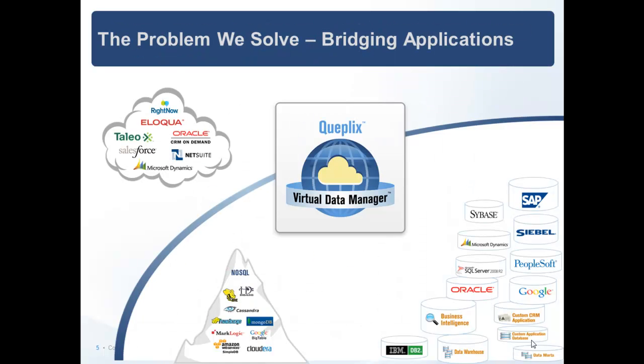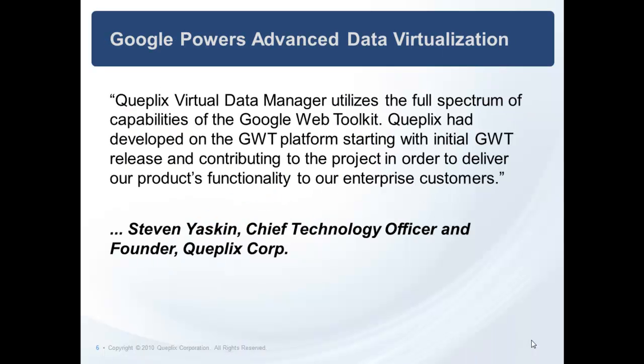The problem we solve is bridging applications across a diverse landscape, and this requires that we bring together all of these business objects in a way that they're easily navigated by the end users, by the business managers, and by some of the IT team. Google Web Toolkit powers our delivery of advanced data virtualization. We use the full spectrum of the capabilities in Google Web Toolkit.